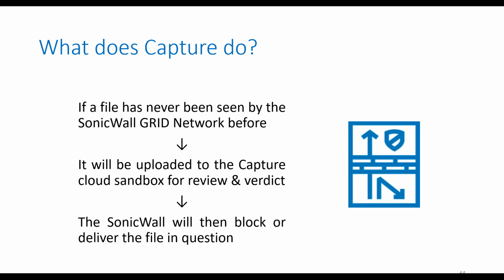Is the file going to just open and display text and pictures, or is it going to open, display text and pictures, but then in the background try to replicate itself, try to spread to other network shares, try to edit the Windows registry? What's this file doing when it's actually in a system? And after it's made that determination in a safe environment, totally separate from your production business network, it's going to deliver that verdict back to your SonicWall appliance, which will then block or deliver that file.